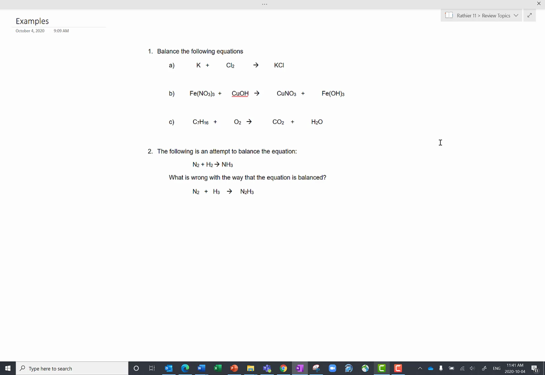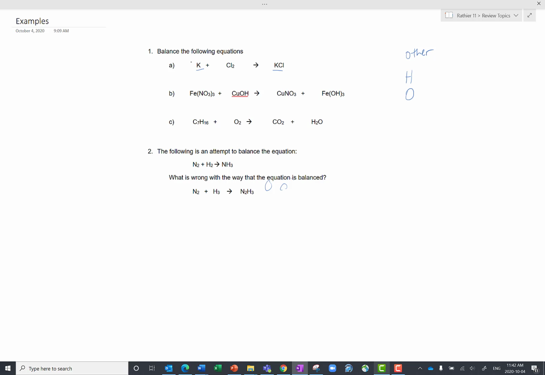Now, my general strategy is to move left to right following that order. So we've got oxygen last, we've got hydrogen second last, and we've got the others beforehand. Okay, so if I examine this first one, I've got K, so I've got 1 potassium on the left-hand side. So I look on the right-hand side, I also have 1 potassium.